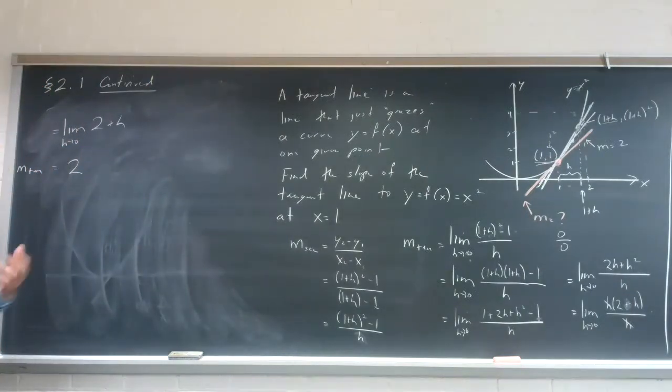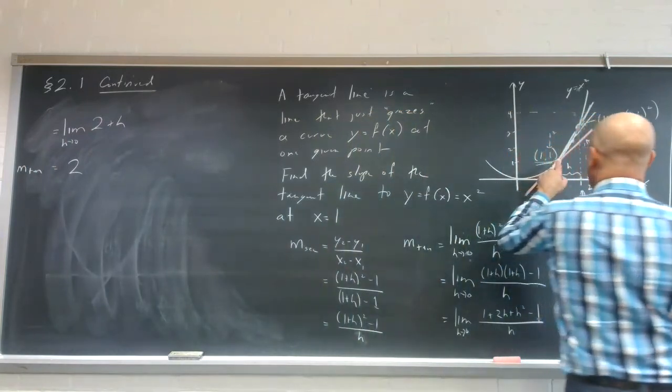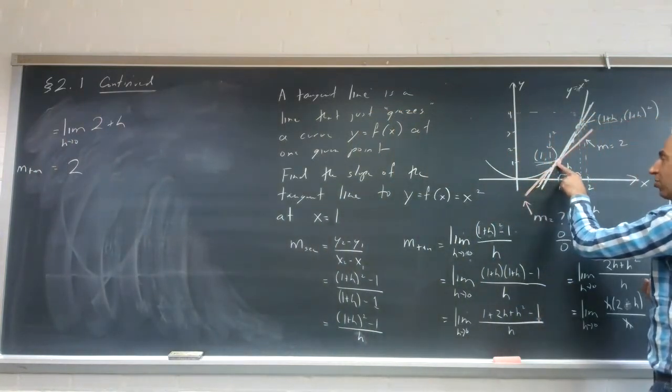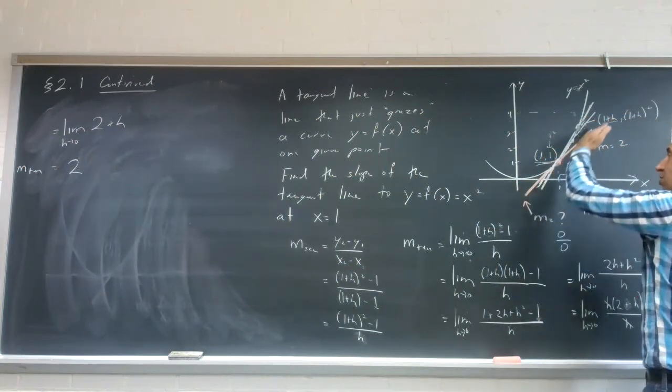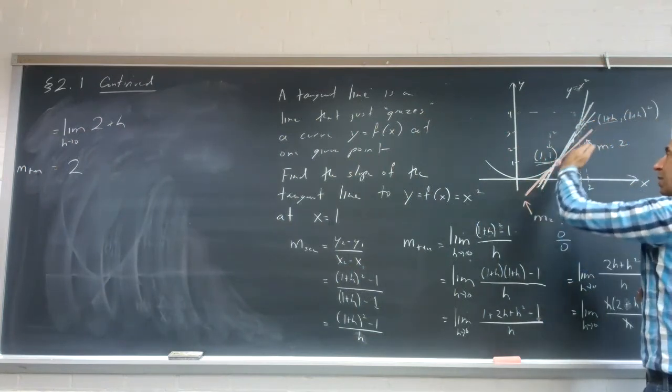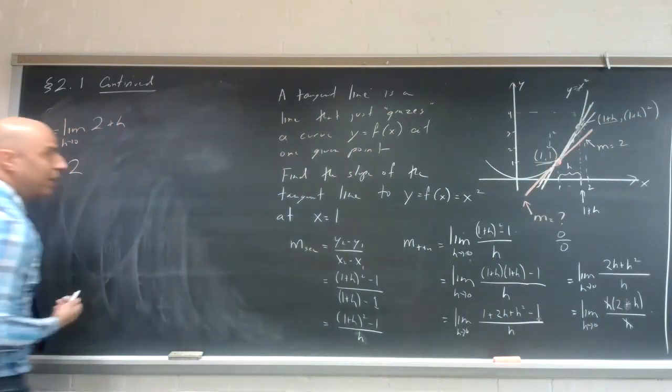So we were able to compute the slope of this line, even though we were only given one x value, which was the challenge. We were able to find the slope of the line, which just grazes the curve there. And again, I hope it's clear what I mean by just grazes the curve.